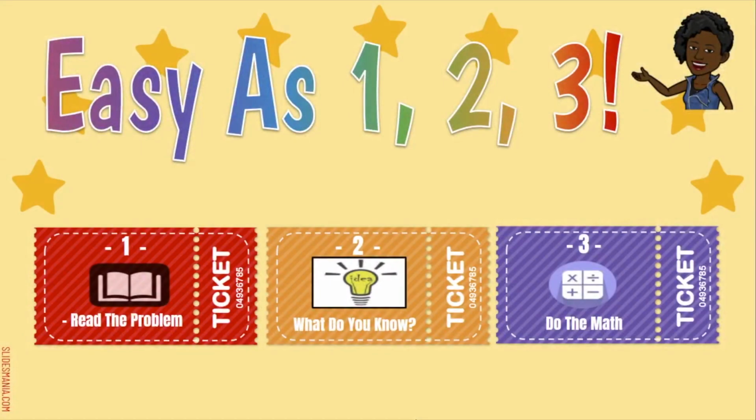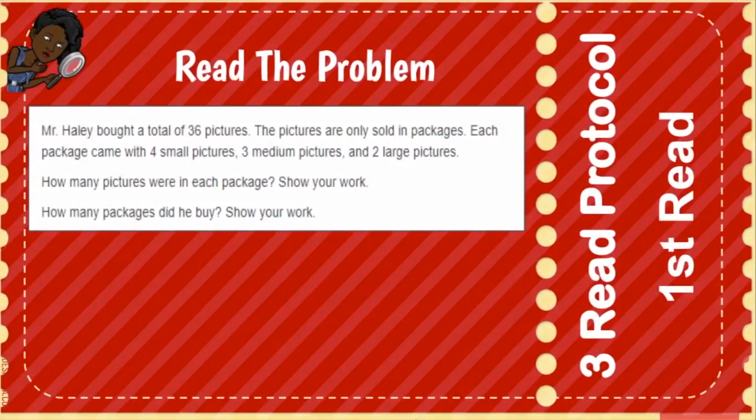Solving today's reasoning and problem-solving problem will be as easy as 1, 2, 3. Here are the steps we will follow as we solve today's problem. Step 1, read and understand the problem. Step 2, ask yourself, what do you know that will help you to solve the problem? And step 3, solve the problem by doing the math. For the first read, I will read the problem to you. Then we will discuss what the problem is about.